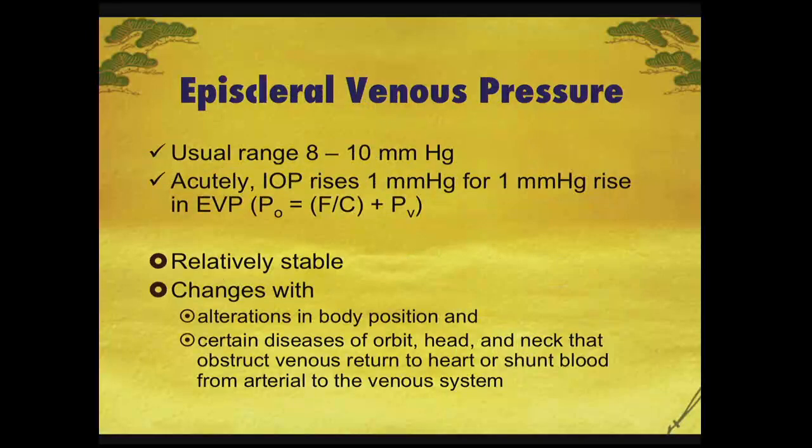Episcleral venous pressure usually runs about 8 to 10 millimeters of mercury. As I mentioned before, in an acute situation, the IOP rises 1 millimeter of mercury for each 1 millimeter rise in the EVP, and that's because of the Goldmann equation that we reviewed. EVP is relatively stable, although it can change with changes in your body position. So all those studies out of San Diego that showed that intraocular pressure seems to be higher at night when people are sleeping, it's thought that it's because people lay down, and so the EVP goes up, and therefore the pressure goes up.